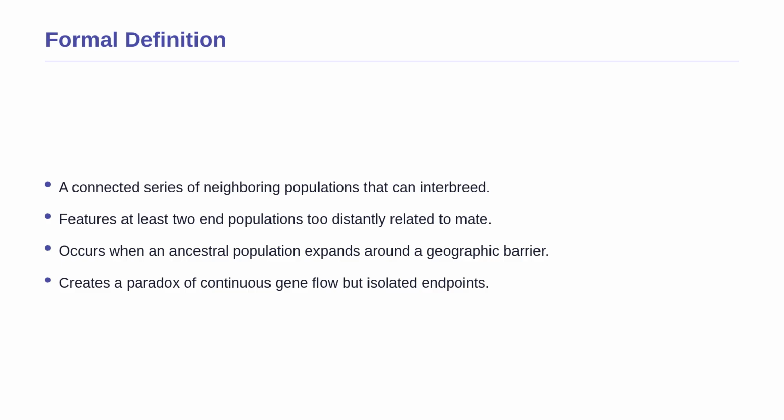As the populations expand along two different paths around the barrier, they gradually accumulate distinct genetic mutations. When the two expanding fronts finally meet on the opposite side, they behave as two completely separate species, creating a fascinating biological paradox.